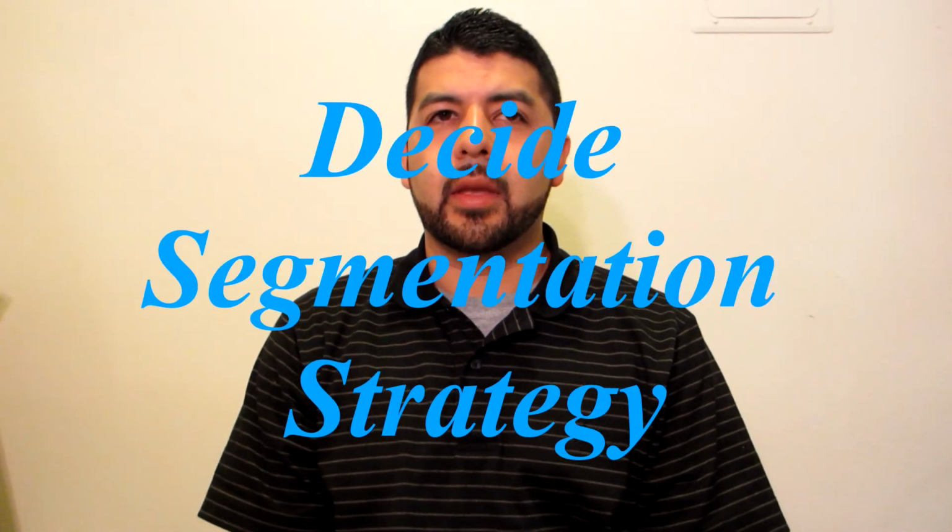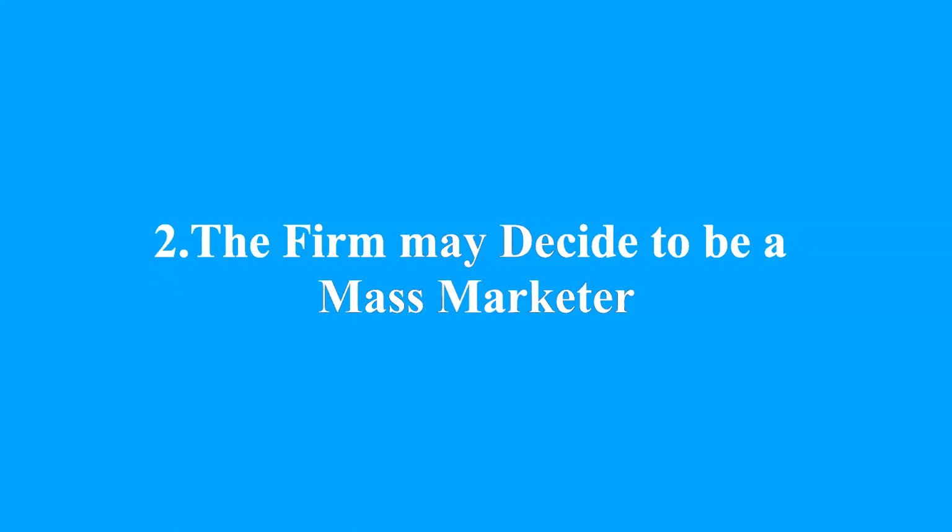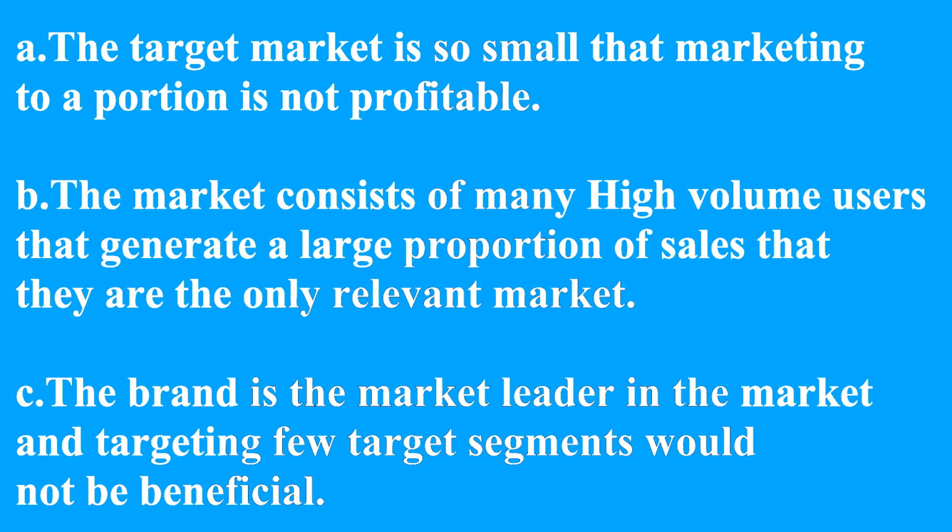After determining product positioning, the organization must next decide a segmentation strategy. At this point, there are 4 alternatives a firm may wish to pursue. Number 1. The firm may decide not to enter the market because no viable market segment exists. Number 2. The firm may decide to be a mass marketer, and there are 3 reasons why this would occur. The target market is so small that marketing to a portion is not profitable. The market consists of many high-volume users that generate such a large proportion of sales that they are the only relevant market segment. The brand is the market leader in the market, and targeting few segments would not be beneficial.